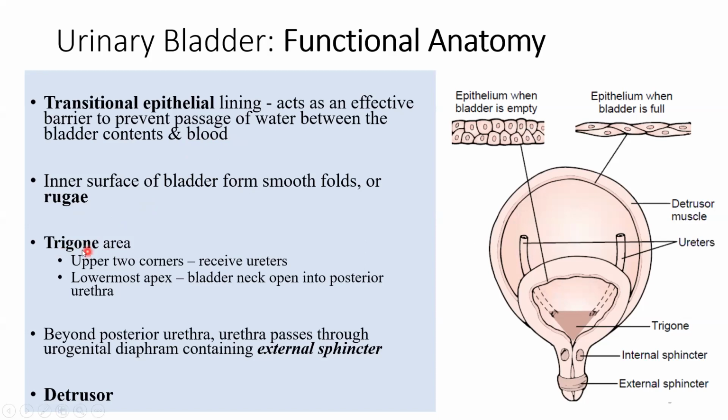The trigone, I've mentioned, receives ureters on the top two corners, and the lower apex is continuous with the posterior urethra right here. Then the urethra passes through the external sphincter and the urogenital diaphragm right here, which obviously is longer in males and very short in females. And the last point on this slide is that the whole bladder is basically made of a very thick muscle, a special muscle called the detrusor muscle. Okay.